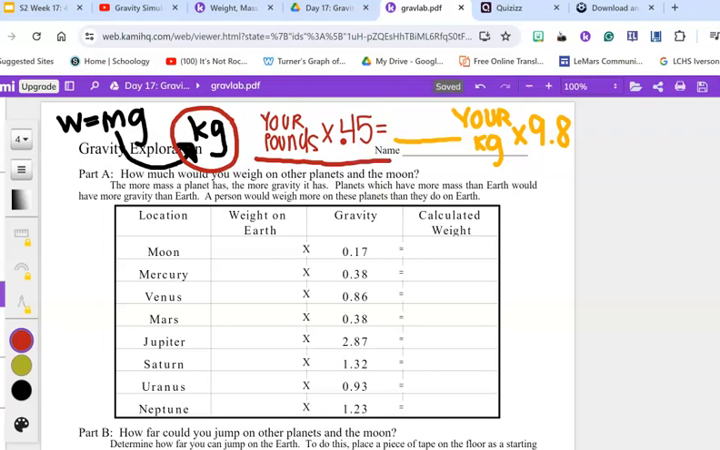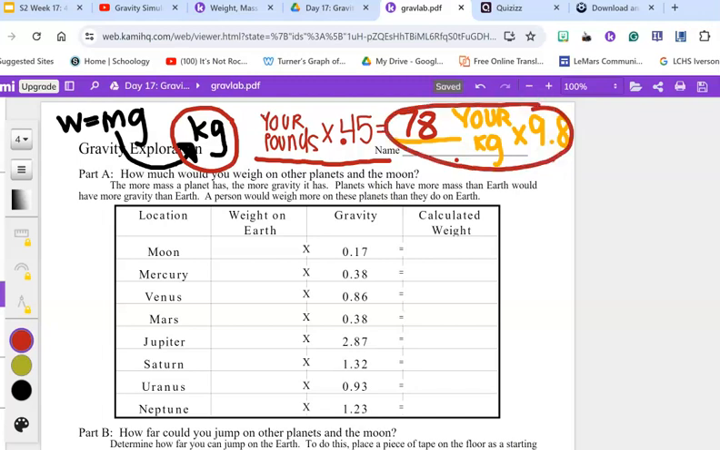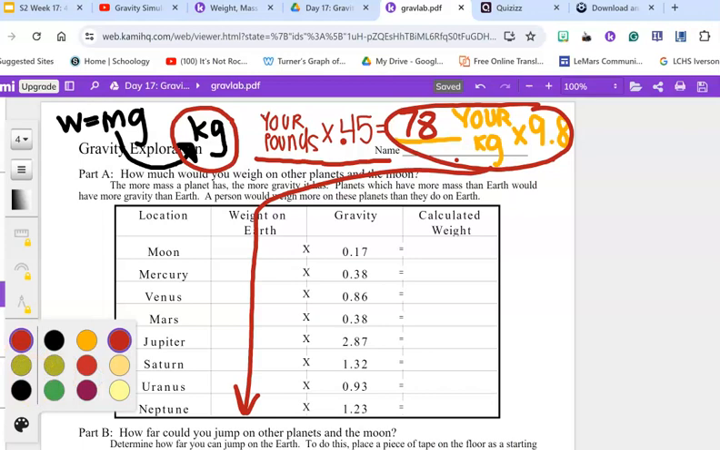Now, when you do that, you will get your kilograms. And let's just say your kilograms are 78 kilograms. You're not done yet, because when you're calculating your weight, you have to take your kilograms times 9.8. So now you're going to take whatever your kilograms are times 9.8, and that answer is going to go all the way down here. And then you can do the math. I'll give you about 3 minutes to do the math.